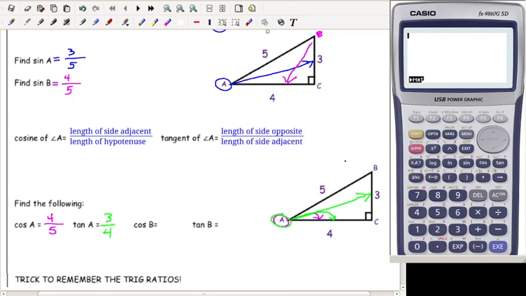Cosine of B. Well, B is up here. Cosine says length of side adjacent. So I'm going from B. Adjacent to B, part of B is right next to it. Adjacent is the side right next to it that's actually part of it. So 3. And cosine of B has the length of the hypotenuse on the bottom. The hypotenuse is still the 5. And the tangent of B, we're still thinking B, but the length of the side opposite B is the 4, and the length of the side adjacent is 3.